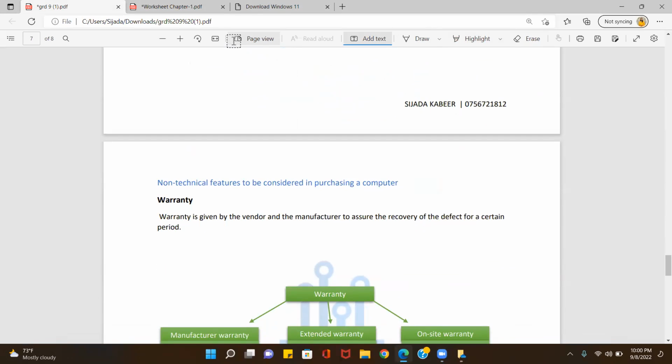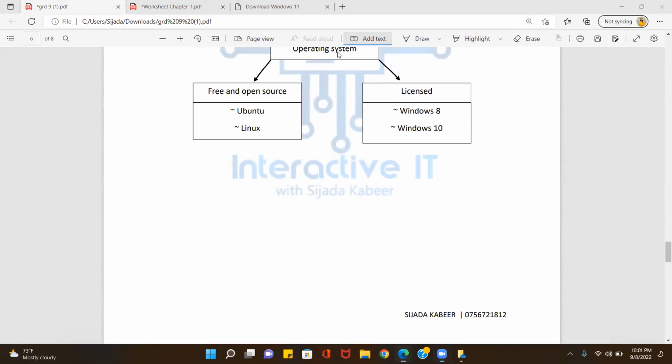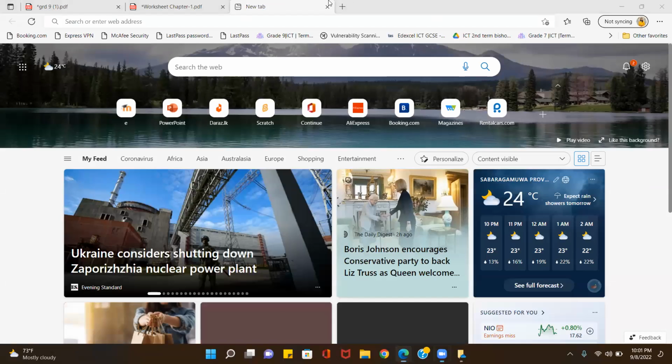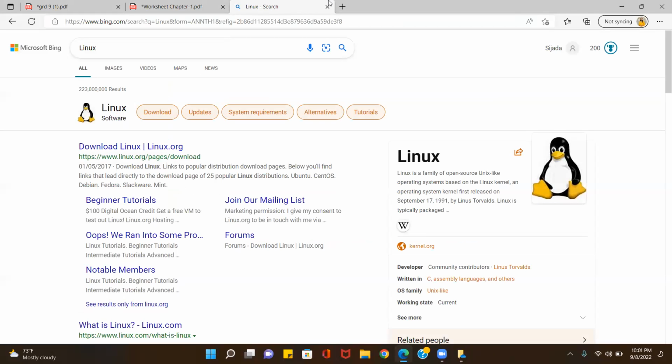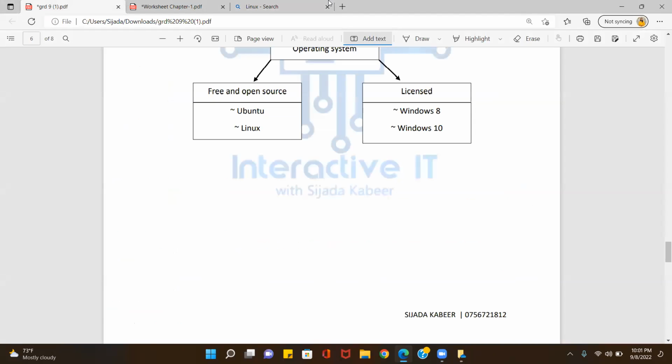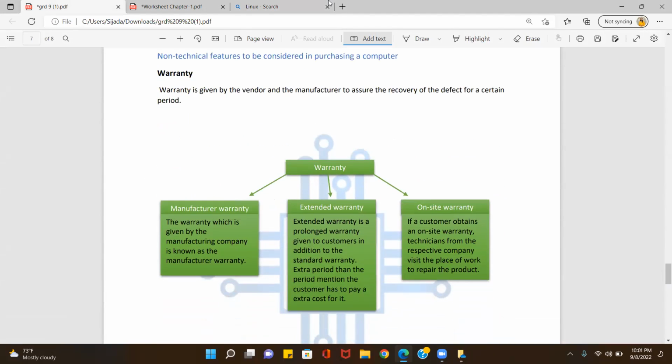Then the next one is non-technical specification. Non-technical specifications means things that are outside the computer. Linux is a company that manufactures operating systems. They have two types of operating systems, Ubuntu and Linux. Ubuntu is also manufactured by Linux only. The operating systems that are manufactured by Linux are definitely free and open source.